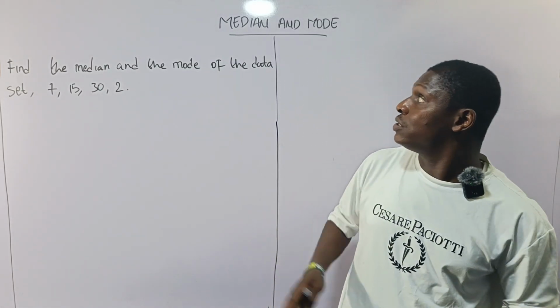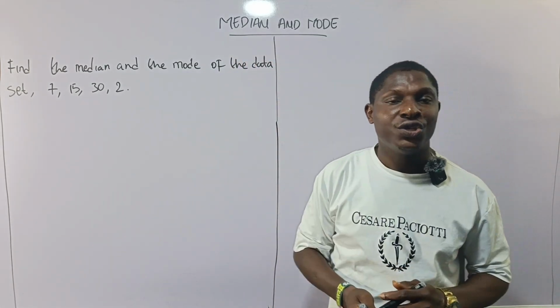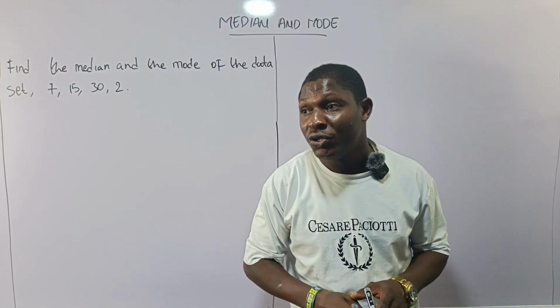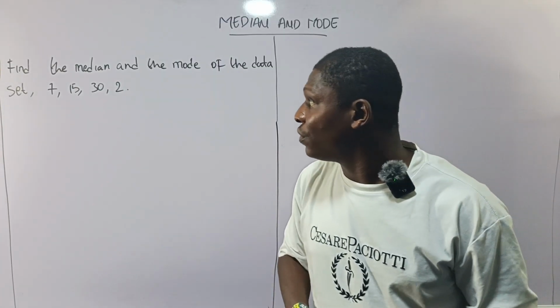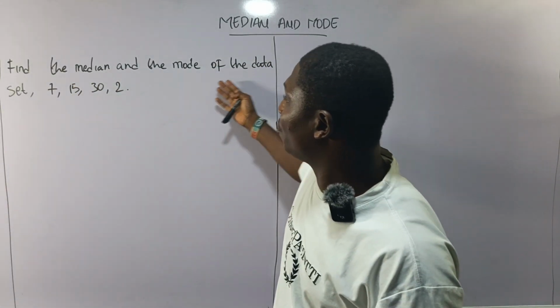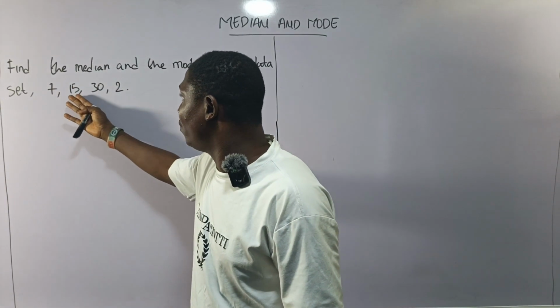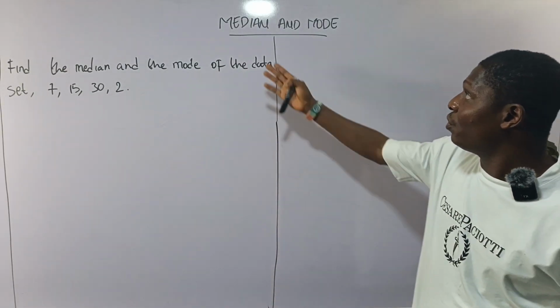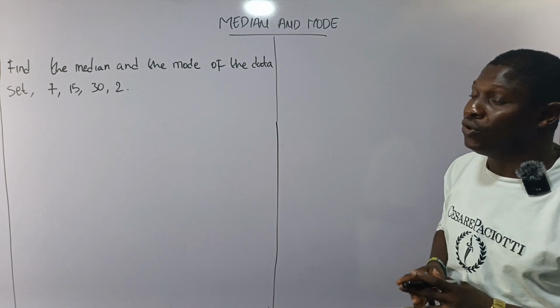Today, we'll be looking at median and mode, which is the continuation of our measures of central tendency. We've already done our mean. So, we have a question on the board which says, find the median and the mode of the data set 7, 15, 30, and 2. But before we do that, I want to explain what median is and what mode is.